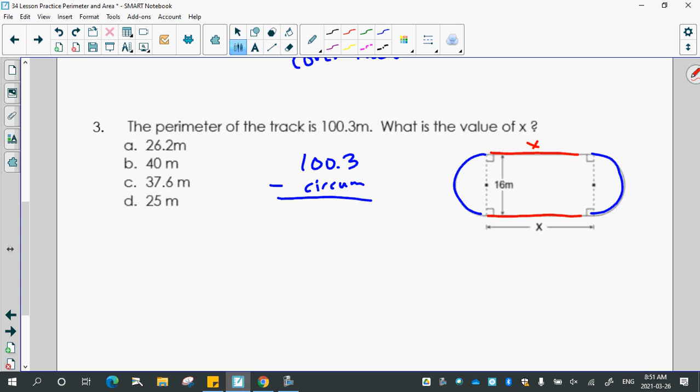Does everyone agree with that for the perimeter? Okay, so whatever's left, if I divide that by 2, that'll be x. Make sense? Yes? Okay. So I need the circumference in order to do that. So the circumference is pi times diameter. Do I know the diameter of the circle?